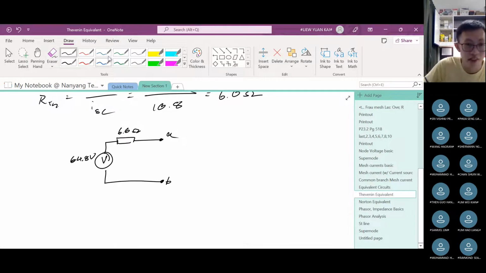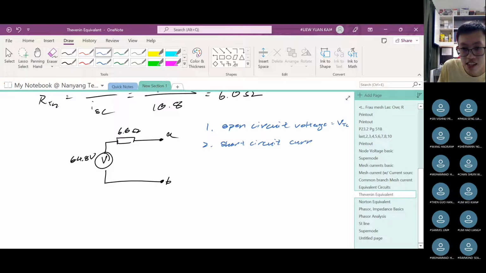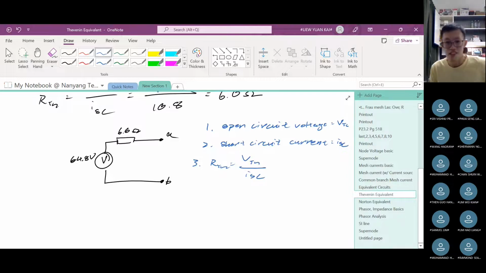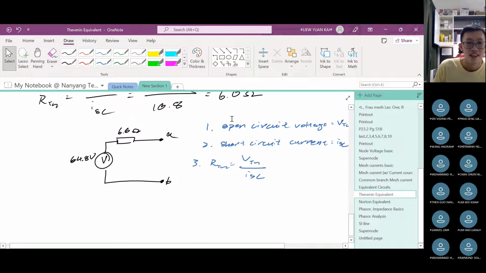So follow the steps religiously, okay? I'm going to recap again. Number 1 is the open circuit voltage. This one is the V Thevenin. Number 2 is the short circuit current, or the closed circuit current, and this is the ISC. Number 3, you just take the answers from step 1 and step 2 to find the Thevenin resistance. Follow these steps religiously and done. We're done.